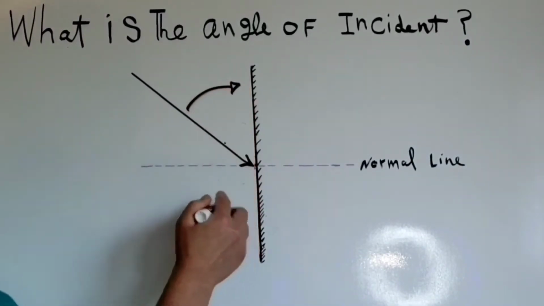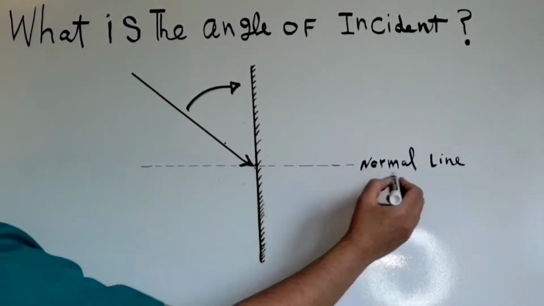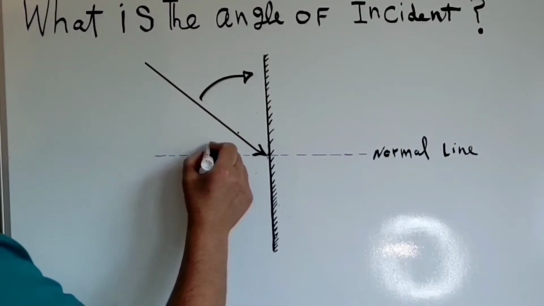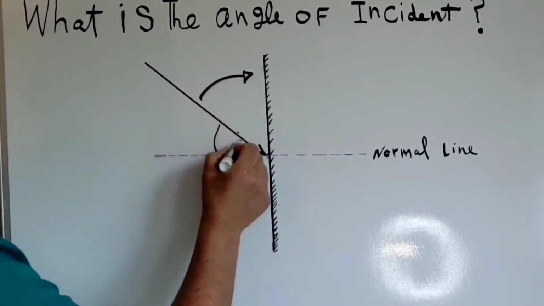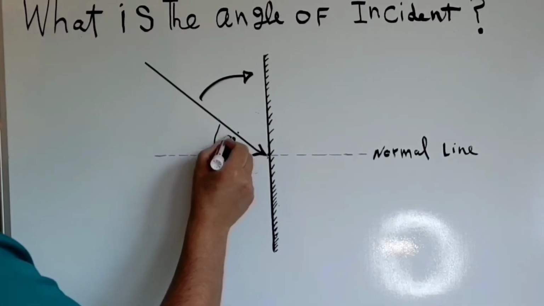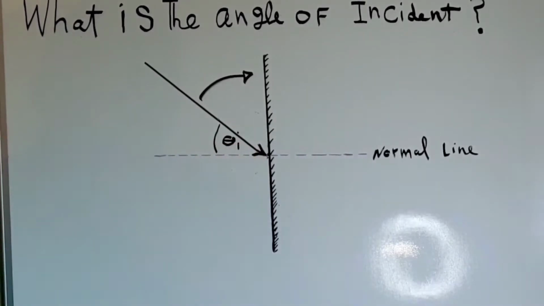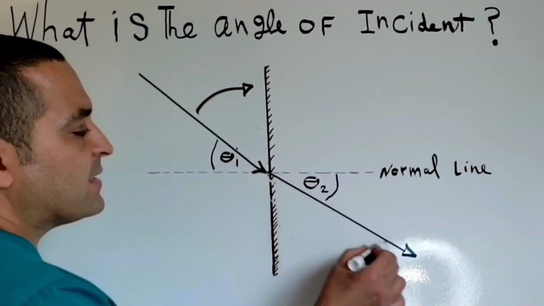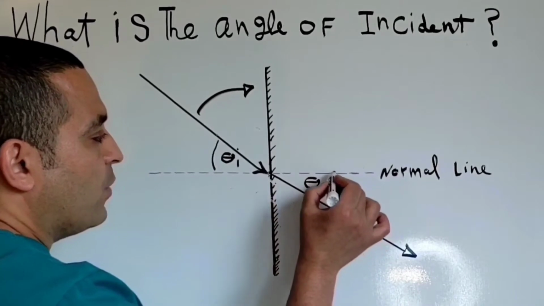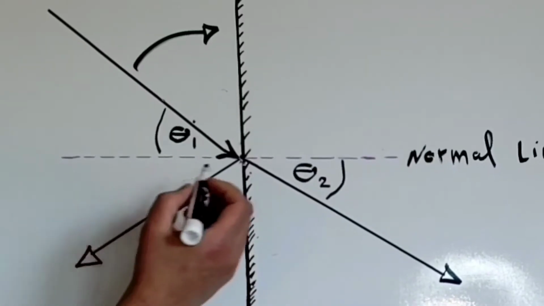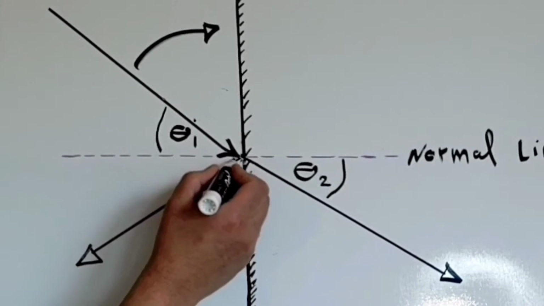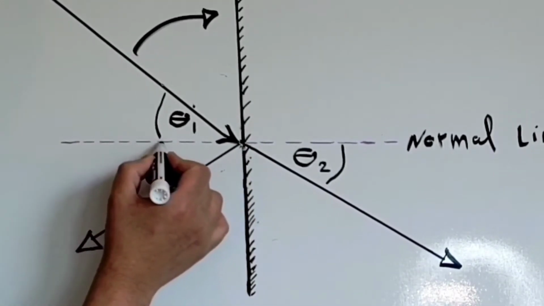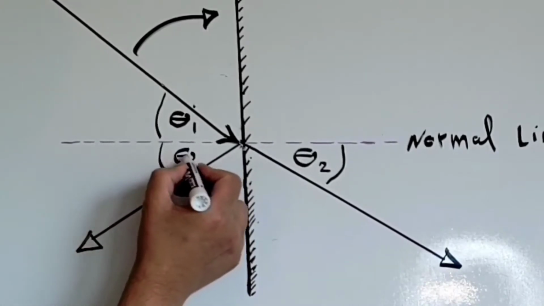So what is the angle of incident? The line which is perpendicular to the interface, we call a normal line. And the angle of incident is the angle formed between the normal line and the sound beam. We call this theta 1. The angle of transmission is the angle formed between the transmitted sound beam and the normal line, and we call it theta 2. The angle of reflection is the angle formed between the reflected sound beam and the normal line, and we call it theta 3.